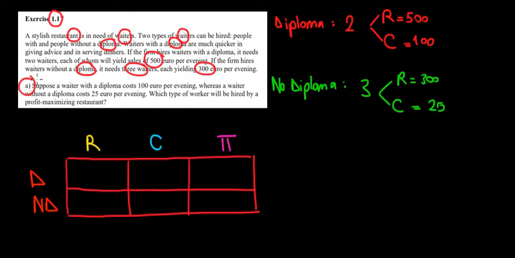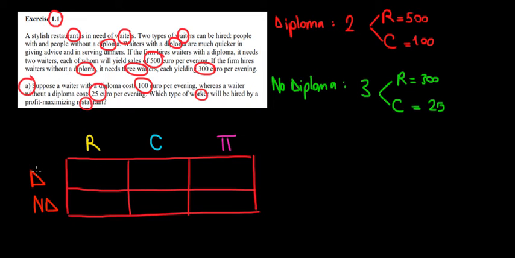Now in question A we have that suppose a waiter with diploma costs 100 euros per evening and a waiter without diploma costs 25 euros per evening. Which type of worker will be hired by the restaurant that tries to maximize profits? Now we have the data over here. So with diploma we have either 2 people, or without diploma we have 3 people. We have revenues and costs for each. Let's work out the math to see what's going to be the profit in each case.